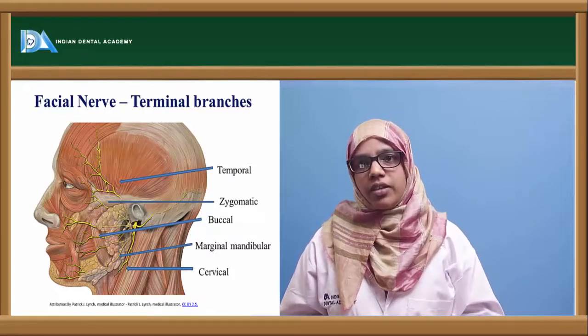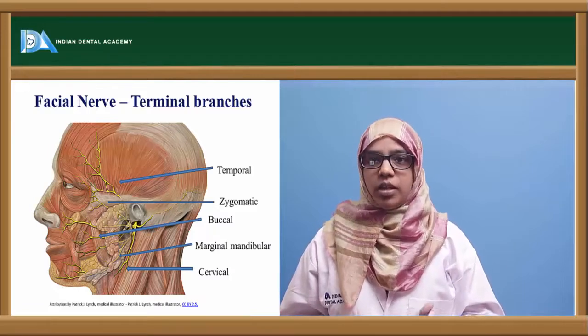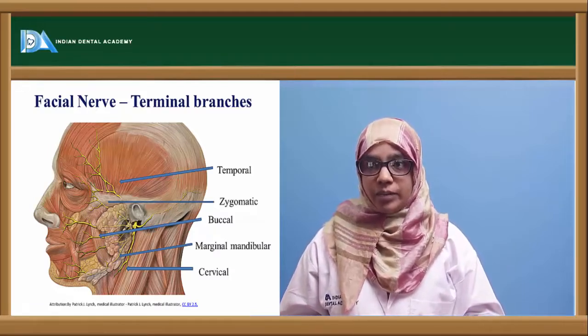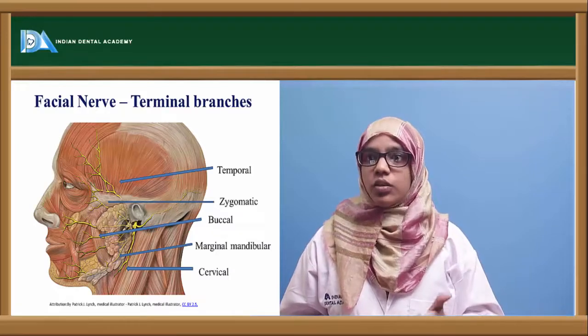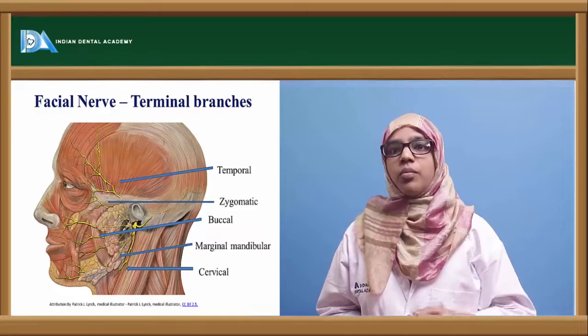We are also aware that these facial nerves terminate into 5 main branches. That is the temporal, zygomatic, buccal, mandibular and cervical, as you can see in this photograph, of which we are more concerned with the temporal branch.